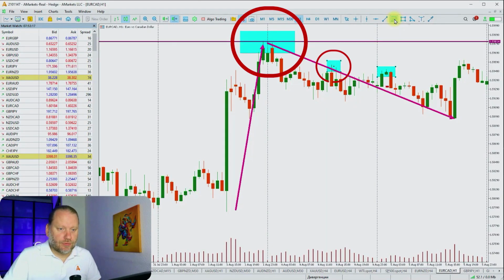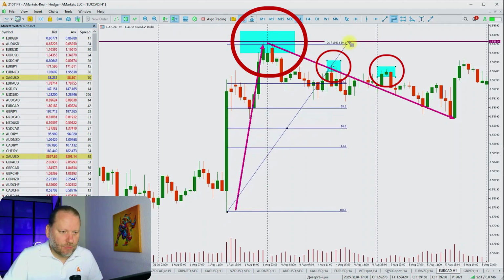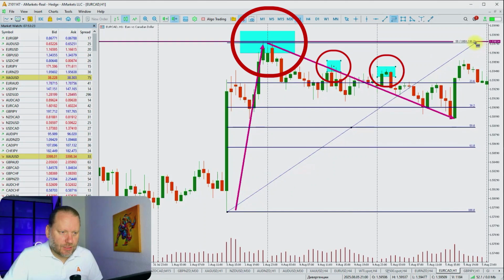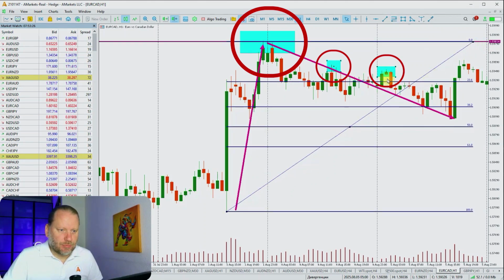To determine the correct correction, you can use a simple tool in the Metatrader platform, which is called the Fibonacci grid. On the top toolbar, take the Fibonacci grid and place it at the beginning of the wave. Pull it up, and the Fibonacci grid is formed like this. And there's a 50 line. I'll mark it with a red line.